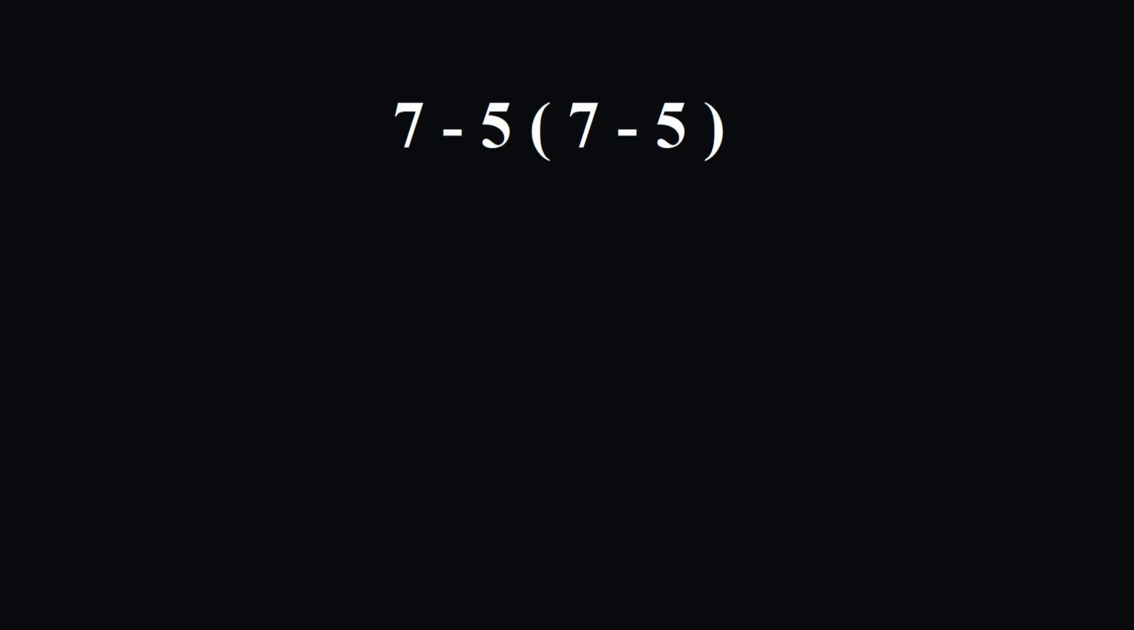So we have first this parentheses, 7 minus 5, 2. So we have 7 minus 5 times 2. Now we have one subtraction and one multiplication. We must do this multiplication first, then this subtraction.